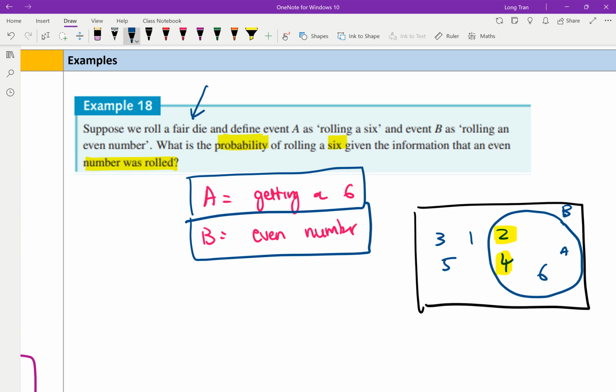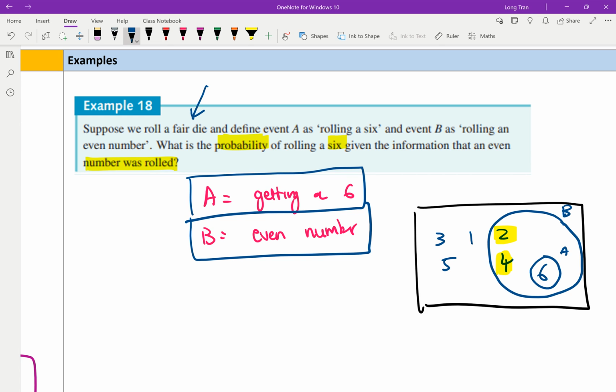True? That's B, and this is A. So what you can see is A is a subset of B. But what's interesting here is you're now asking, and we can do it logically, you don't even need to use a formula here. If I asked you, what is the probability of getting a 6 if you already knew the information that you got an even number?